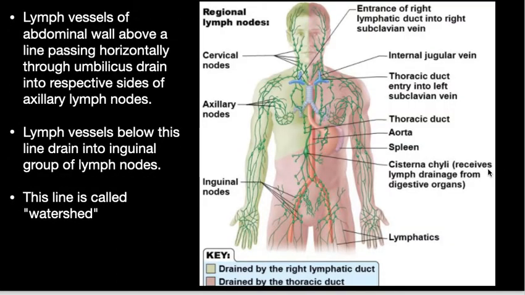The lymph vessels of the abdominal wall, above a line passing horizontally through the umbilicus, drain into the respective sides of the axillary lymph nodes, whereas the lymph vessels below the line drain into the inguinal group of lymph nodes. This line is called the watershed line.